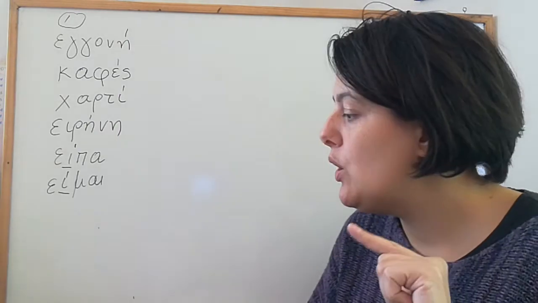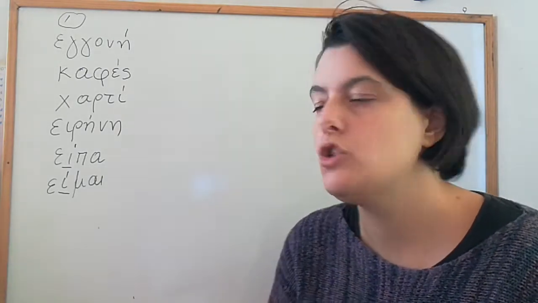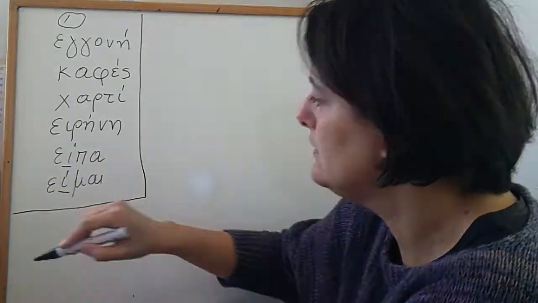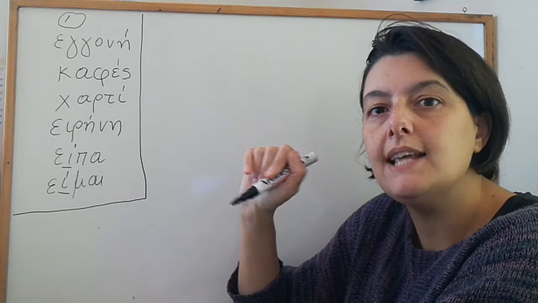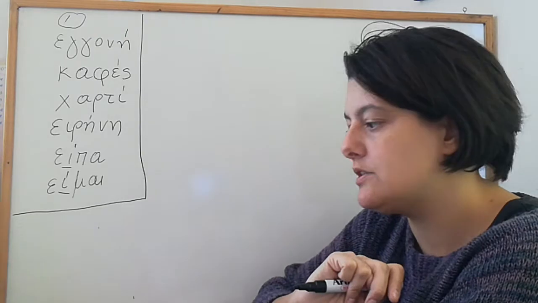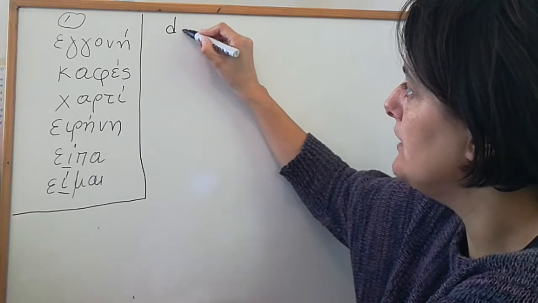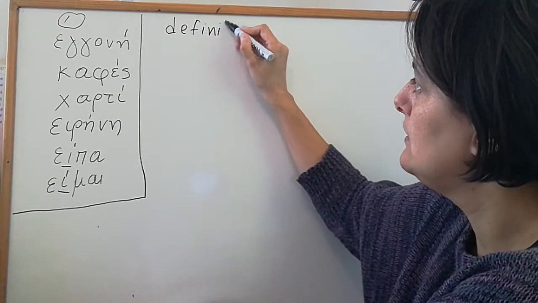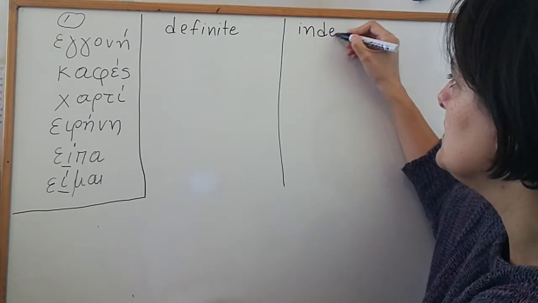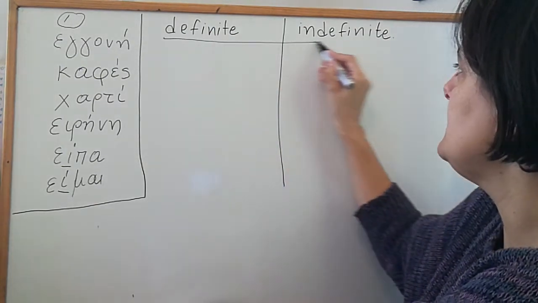So today we are also going to talk about the articles. So let me just draw a line here because we're going to separate the board. So as in English, in Greek as well, we have two types of articles. We have the definite articles and the indefinite articles. Definite and indefinite.